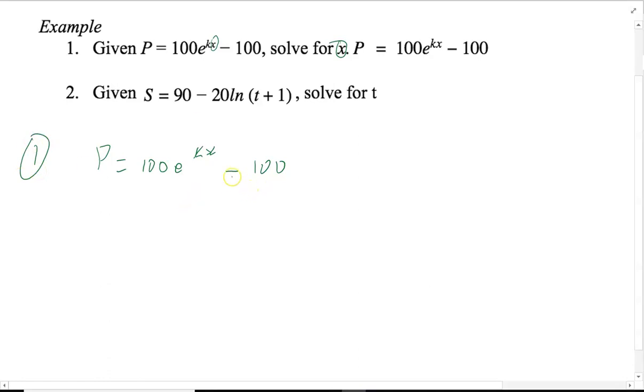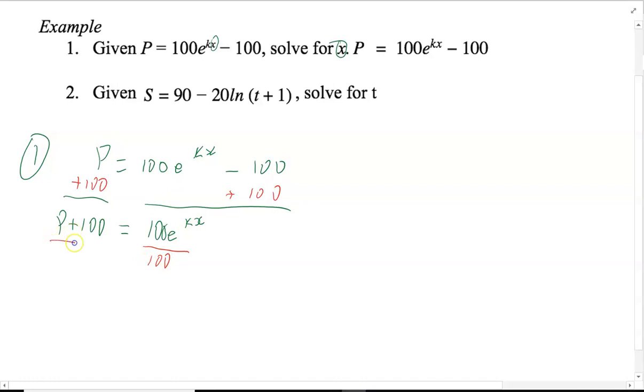So let's do a bit of algebra on this. First, we add 100 to both sides. So on this side, we have p plus 100 equals 100 e to the kx. Then we divide both sides by 100. So we have p plus 100 over 100 equals e to the kx.